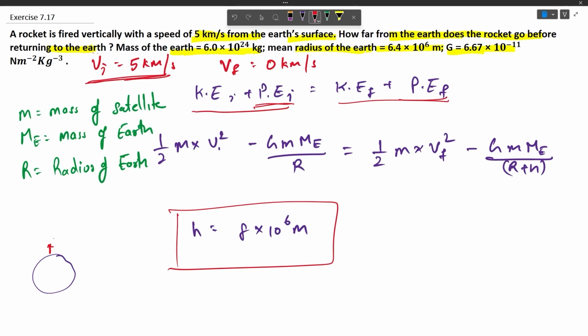Now upon solving this for h, we will get h equals 8 into 10 to the power 6 meter. So the rocket will go up to about 8 into 10 to the power 6 meters, and then it will turn back to earth. Now since this rocket does not have adequate speed to escape the earth's gravitational influence, it is not going to escape and it is going to return back to earth. Thank you.